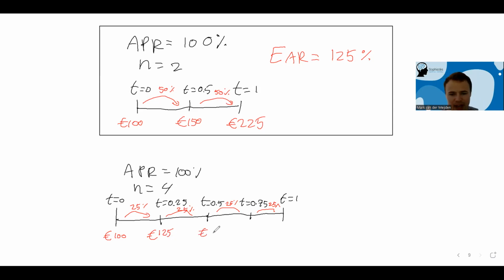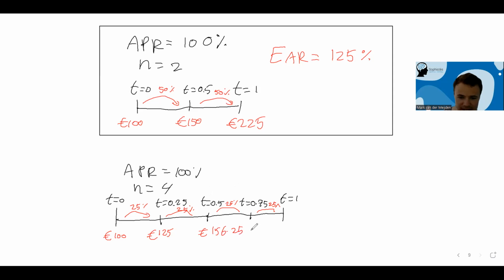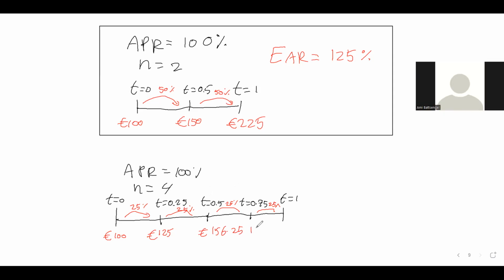How much do I end up with after the third year? After half a year, sorry. Does anyone have an idea? 156.25. Yes, very good, Amy. And then at this moment? 195.31. Yes.